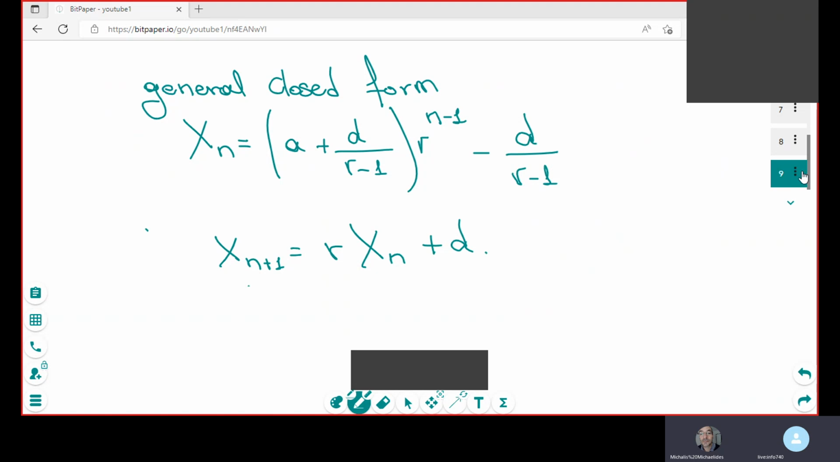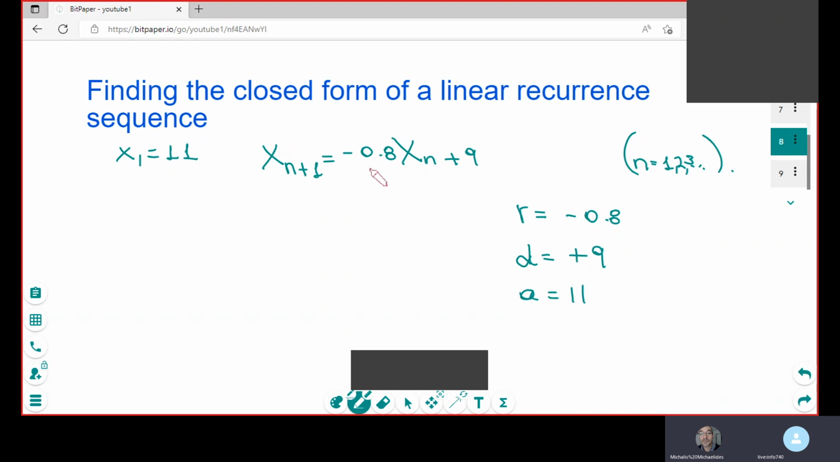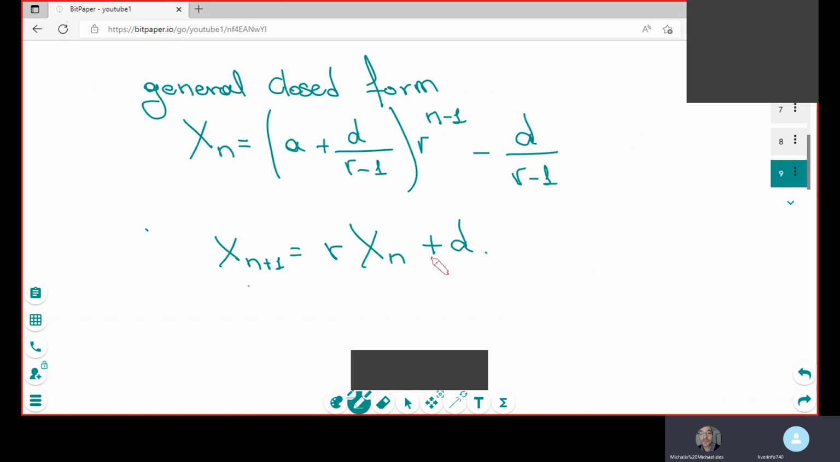So the a is the number in front of the rule that is given in the exercise. So the a is 11. 11 is the first term of the sequence, x1 is 11. So the r is the negative 0.8. You see, I have also the general rule of the sequence here below. So this is not in closed form, but the above is in closed form. So the rule is r times x n plus d. So the constant at the end is the d.